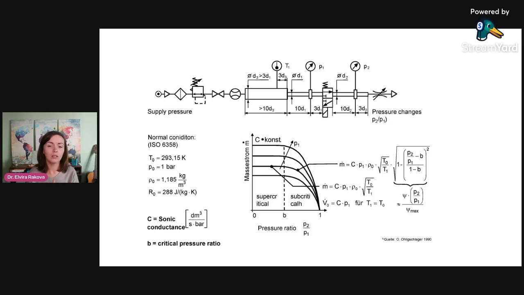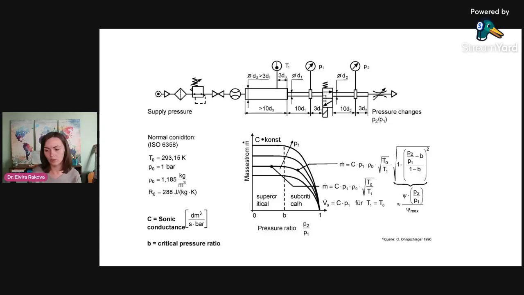So we are now in supercritical condition where, no matter how we are turning this pressure regulator and changing the pressure after the component, nothing will change. And this is called C. It's a sonic conductance. It's the maximum mass flow rate that can pass through this component.